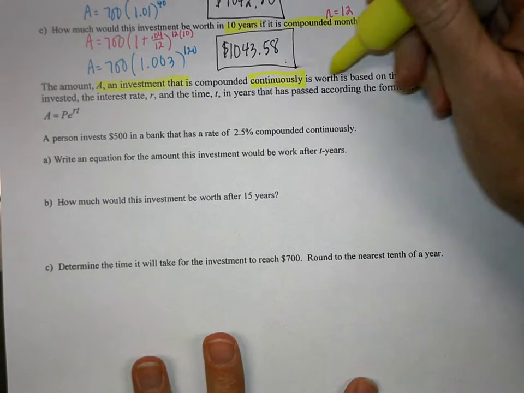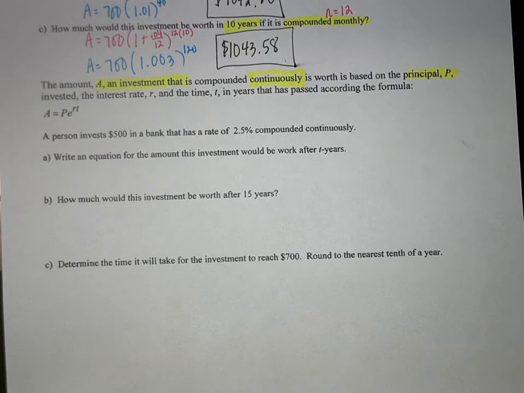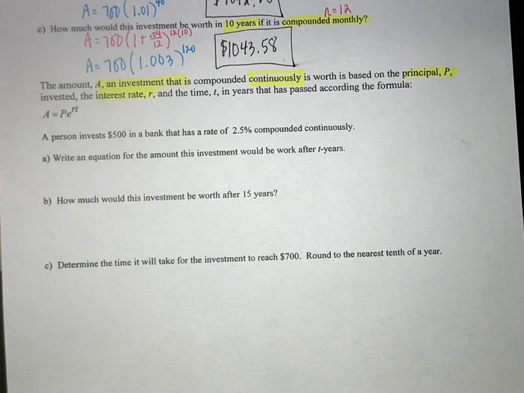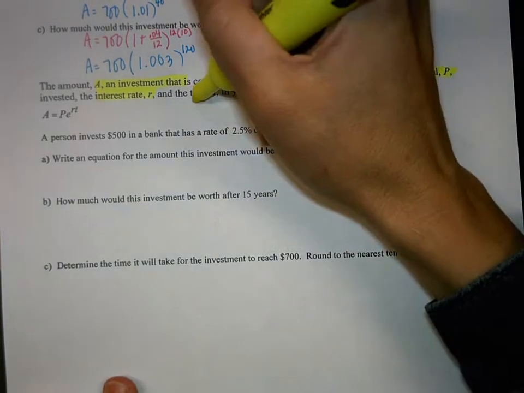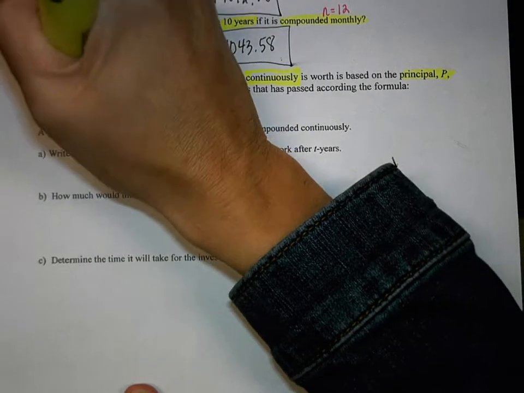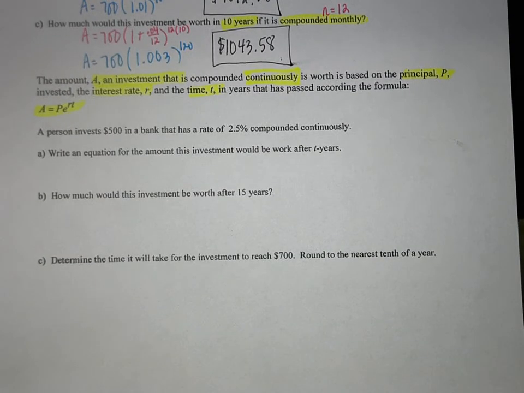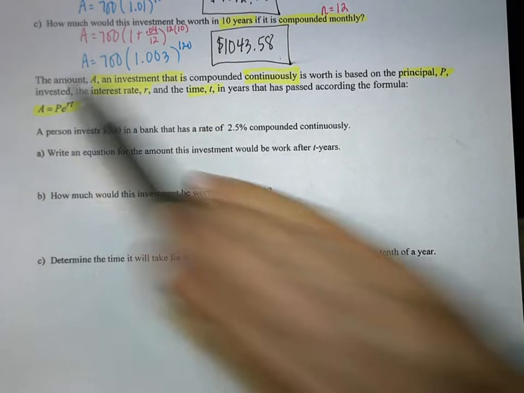Same thing, its worth is based on the principal P. So principal is always our initial amount, very good. And the interest rate R, and make sure we always put that into a decimal, was what I was looking for if you said that. And time T in years that has passed, according to the formula. So here we have this formula right there. And then e we know is actually a value, just like pi. It's on your calculator.